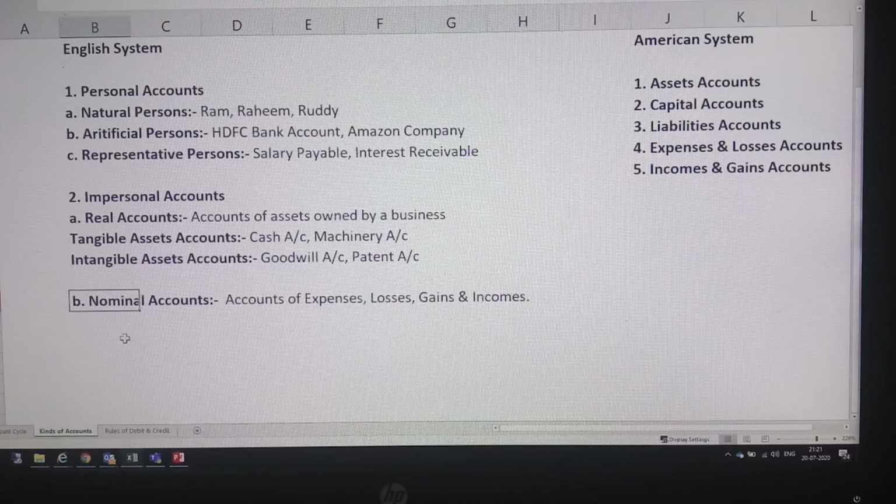Moving on, there is the nominal account. A nominal account is to record all the accounts of expenses, losses, gains and incomes.